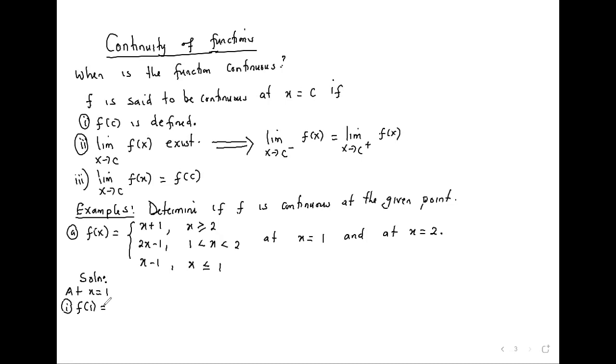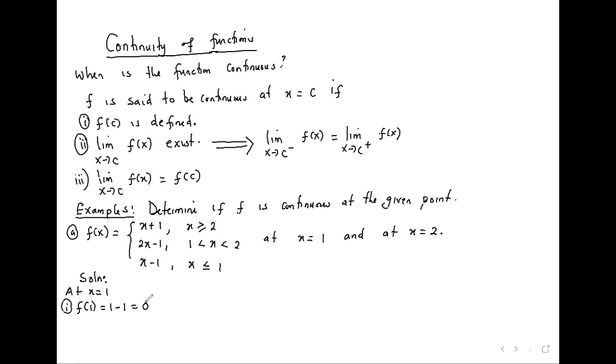This is a piecewise function. To find f of 1, you go to the inequalities, and where you find 1 included, that is the piece that you use. So here we have x less or equal to 1 on this inequality, so you use this function. We use 1 minus 1, it gives us 0.